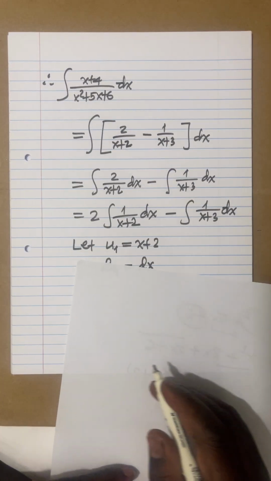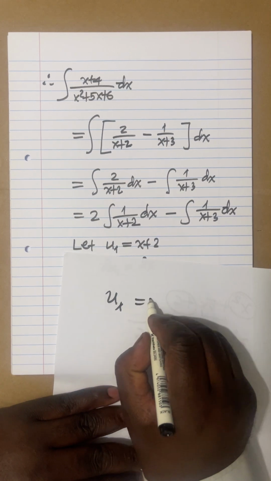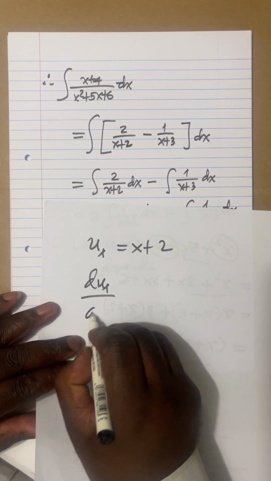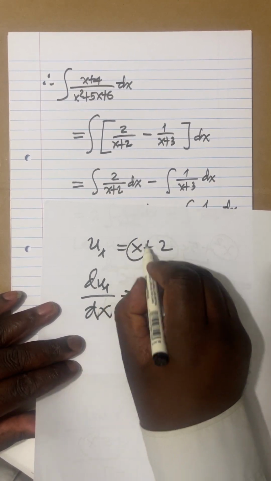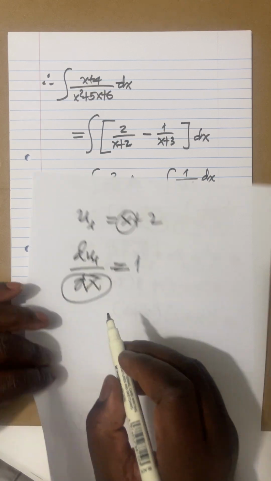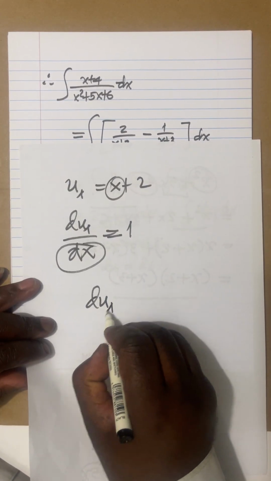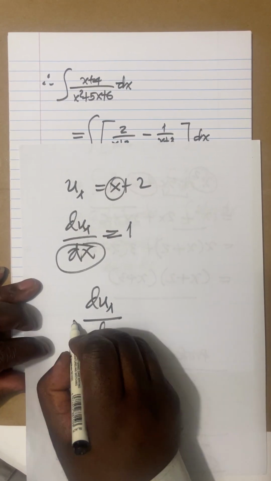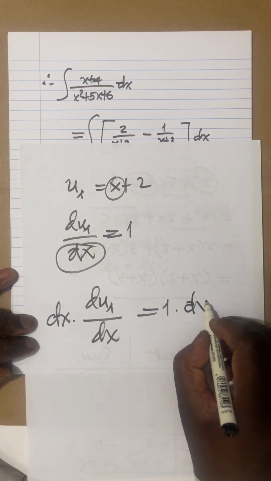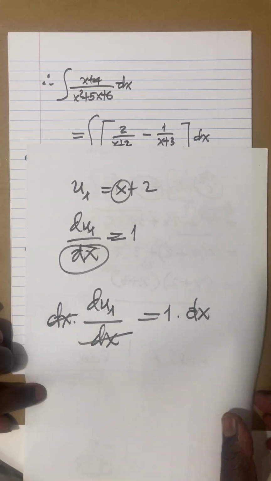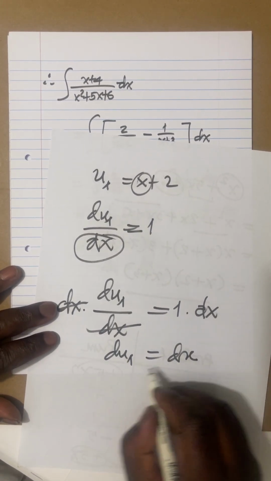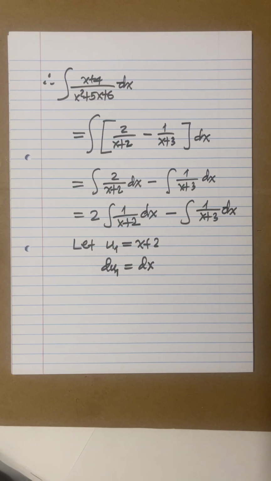We have here u1 is equal to x plus 2. So we are saying, what is du1 over dx? The derivative of x is 1. The derivative of 2 is 0. Now multiply both sides by dx, like so. du1 over dx times dx will be equal to 1 times dx, and these cancel. So you now have du1 equals dx. This is what I was talking about, and that's what I'm showing you now.